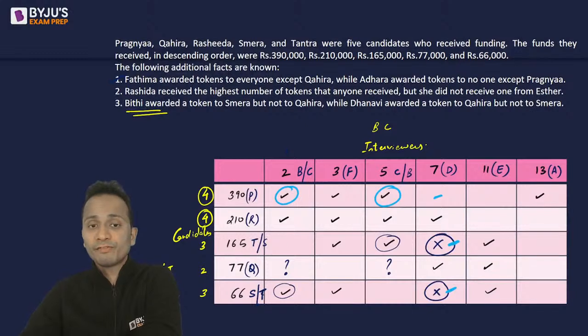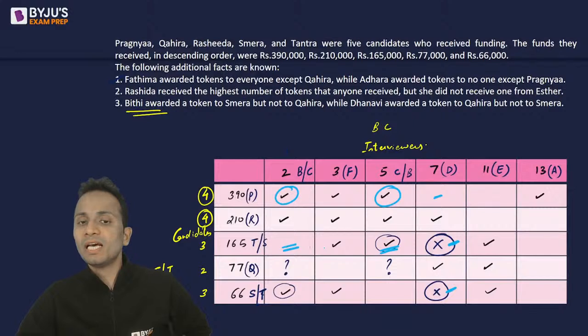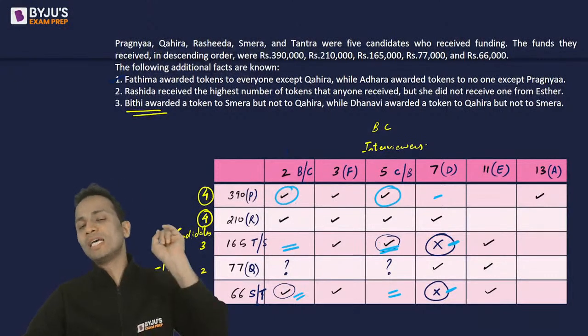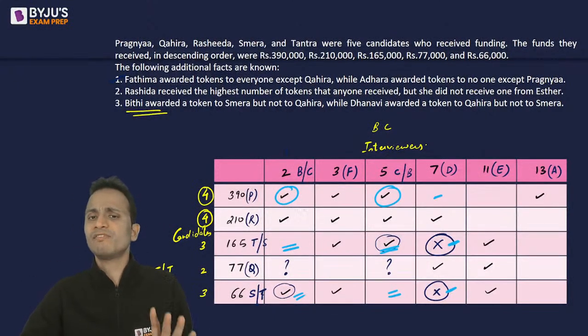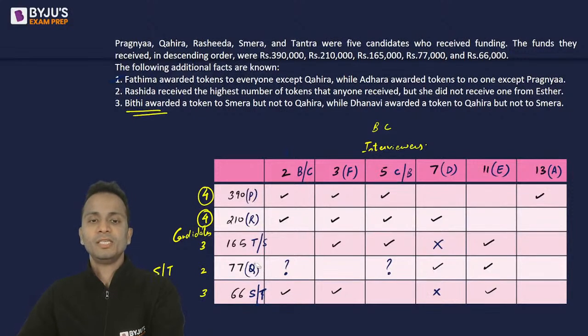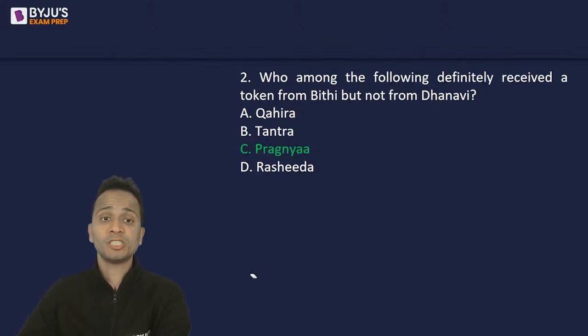Okay. Because if I look at these people, here it is not necessary that they received from Bithi. And here also it is not necessary that they received from Bithi. So I can say that it has to be Pragnya who has definitely in both cases received from Bithi but not from Dhanvi. Okay, so the answer has to be P, Pragnya. All right, I'll erase the extra information. So what should the answer be? Pragnya, that is option C, and yes, this is the correct answer.